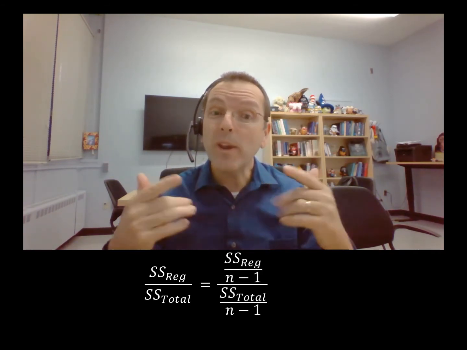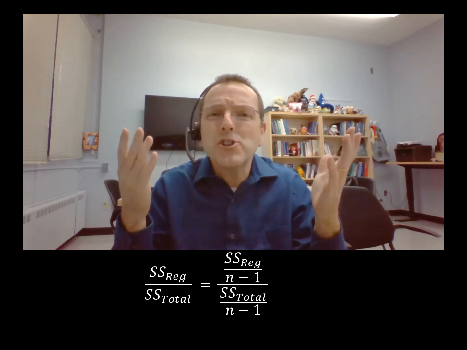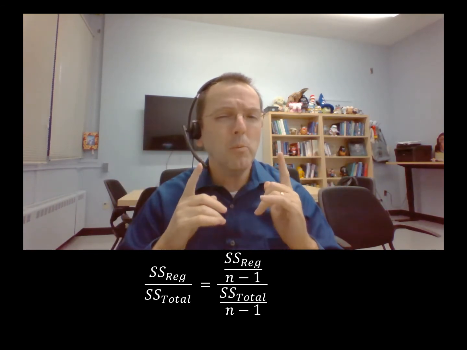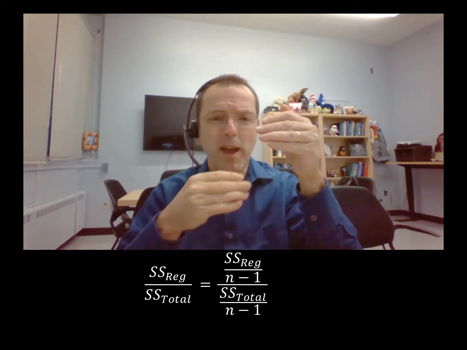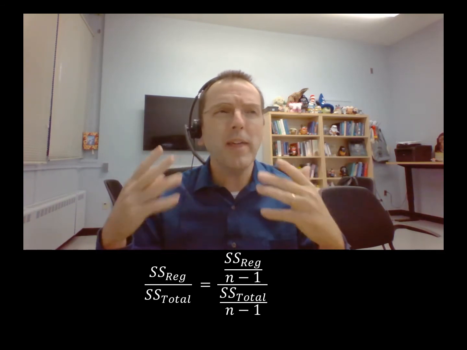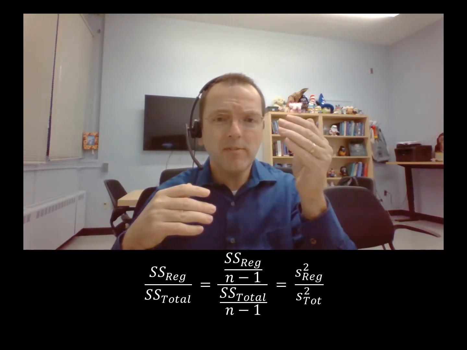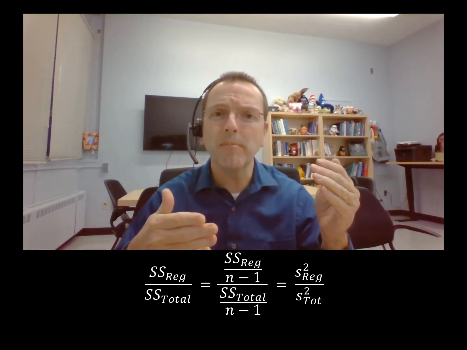Let's take a closer look at the sum of squares regression divided by the sum of squares total. And let's divide both the numerator, the sum of squares regression, and the denominator, the sum of squares total, by n minus 1. Now, we can do that because the two n minus 1s are going to cancel out in the end, so it doesn't actually change anything. But wait a second. Sum of squares divided by n minus 1, that's the formula for a variance. So that's the same thing as saying that it's equal to the variance related to our regression line divided by the total variance in the outcome.